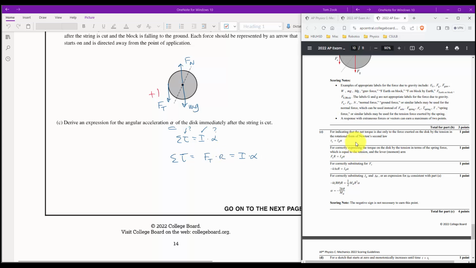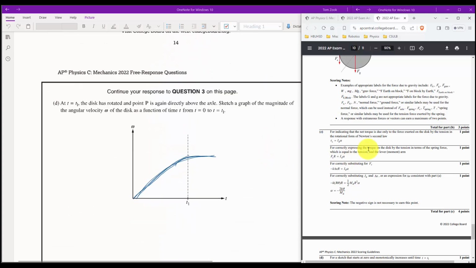C, for indicating that the net torque is due only to the force exerted by the disk from tension. So doing this, that equation, cool. Yeah, we get a point there. For correctly expressing the torque on the disk as the tension or spring force. So saying spring force at some point would get you a point. But I don't know if we technically got that because I didn't say spring force. Let's go on to D then.